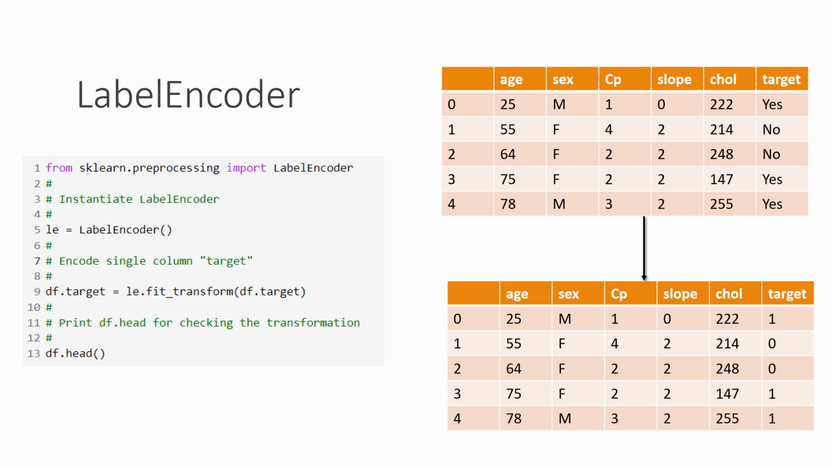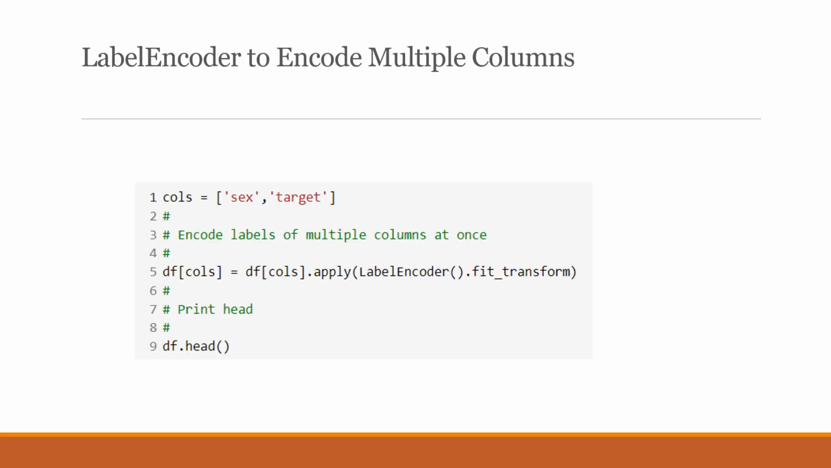And if you look at the new data frame, the encoded data frame, the target column now has the values 1 and 0 instead of the previous data frame, which had the values yes and no. So the question now is, what if we need to use label encoding for more than one column?